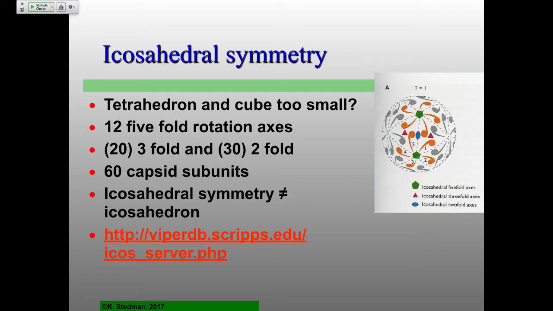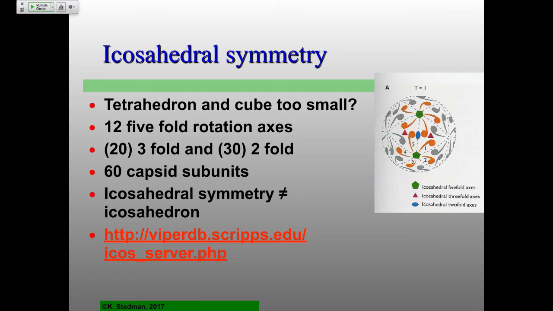And there's this really nice website here, which I've linked, to look at lots of icosahedral virus structures, icosahedrally symmetric virus structures. This VIPR database at the Scripps Research Institute is a really nice way of looking at these things. In the past, I've asked students to make icosahedrally symmetric virus particles. This is a great place to find that. I don't do that anymore because I had just a ridiculous number of icosahedrally symmetric virus particles.